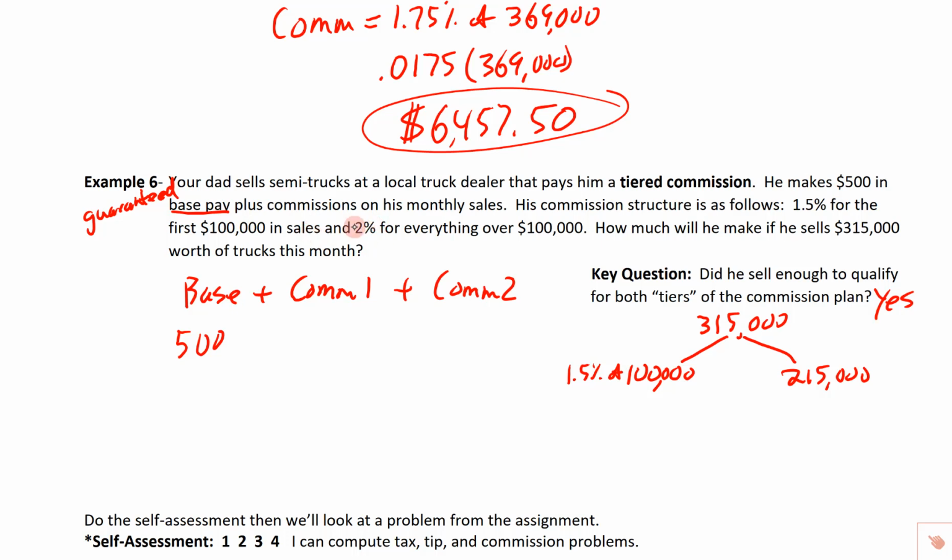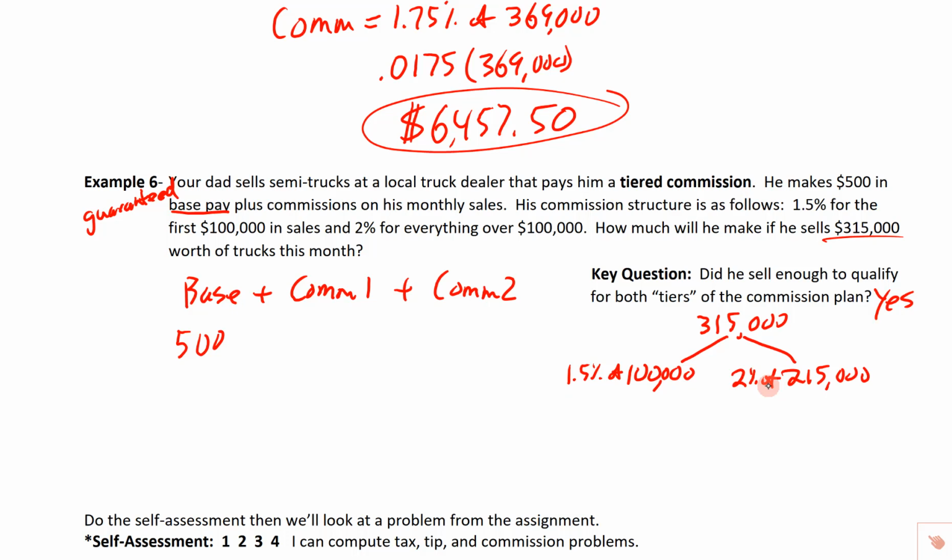And the second tier is a little higher. He actually makes a larger percentage. So this is going to be 2% of the $215,000. Now, this is really the key to figuring out these problems: if he sold more than $100,000, then we've got to break how much he sold, this $315,000, into two different places. $100,000 over here for the first tier and $215,000 over there.